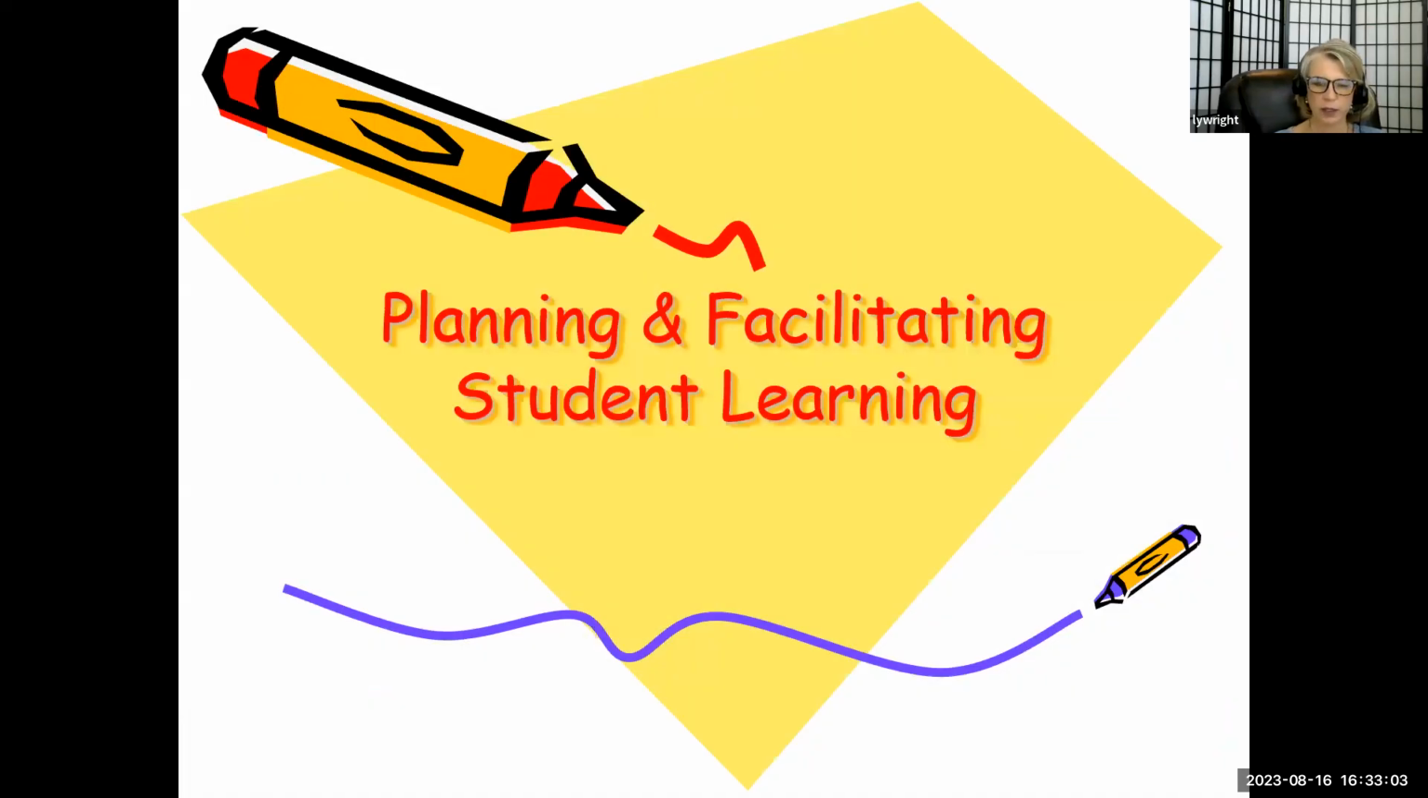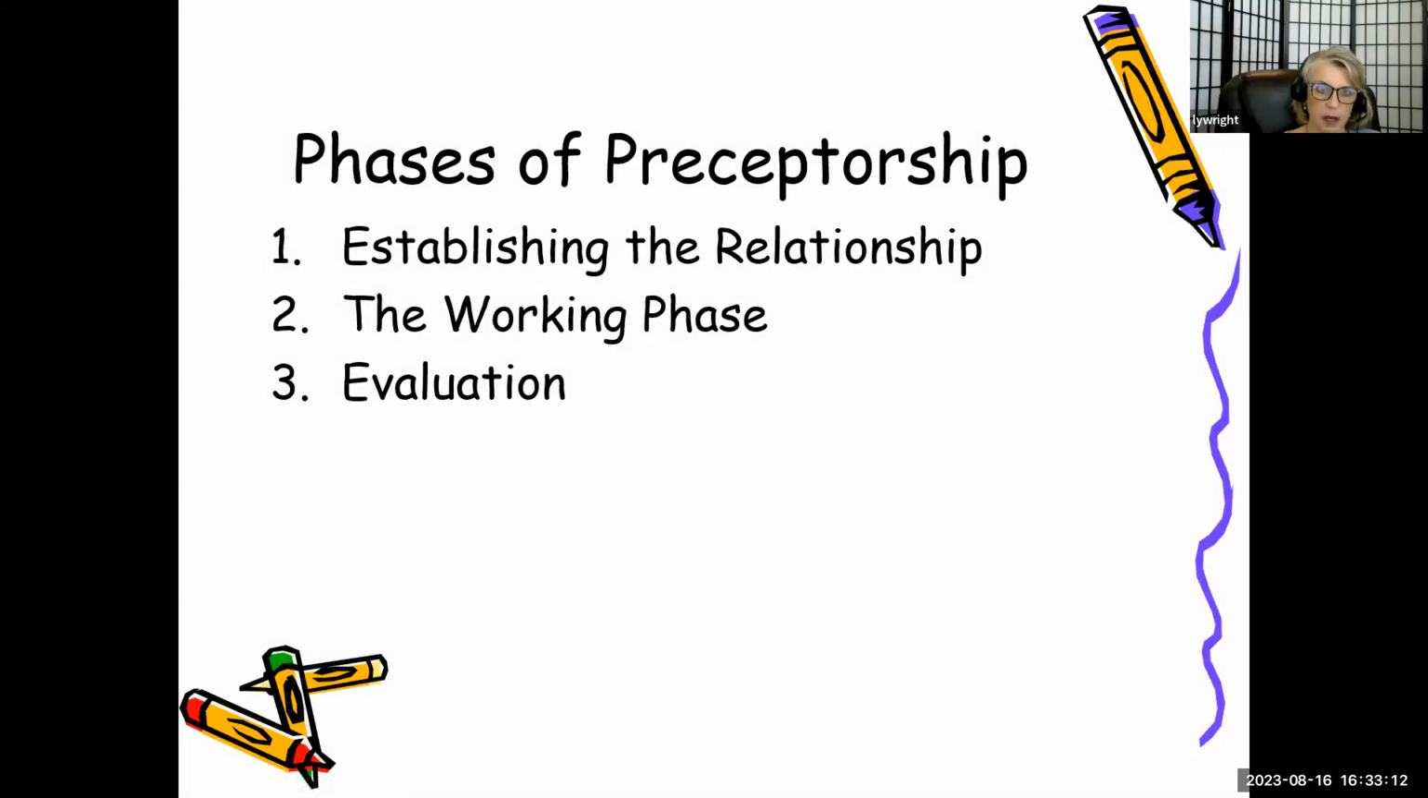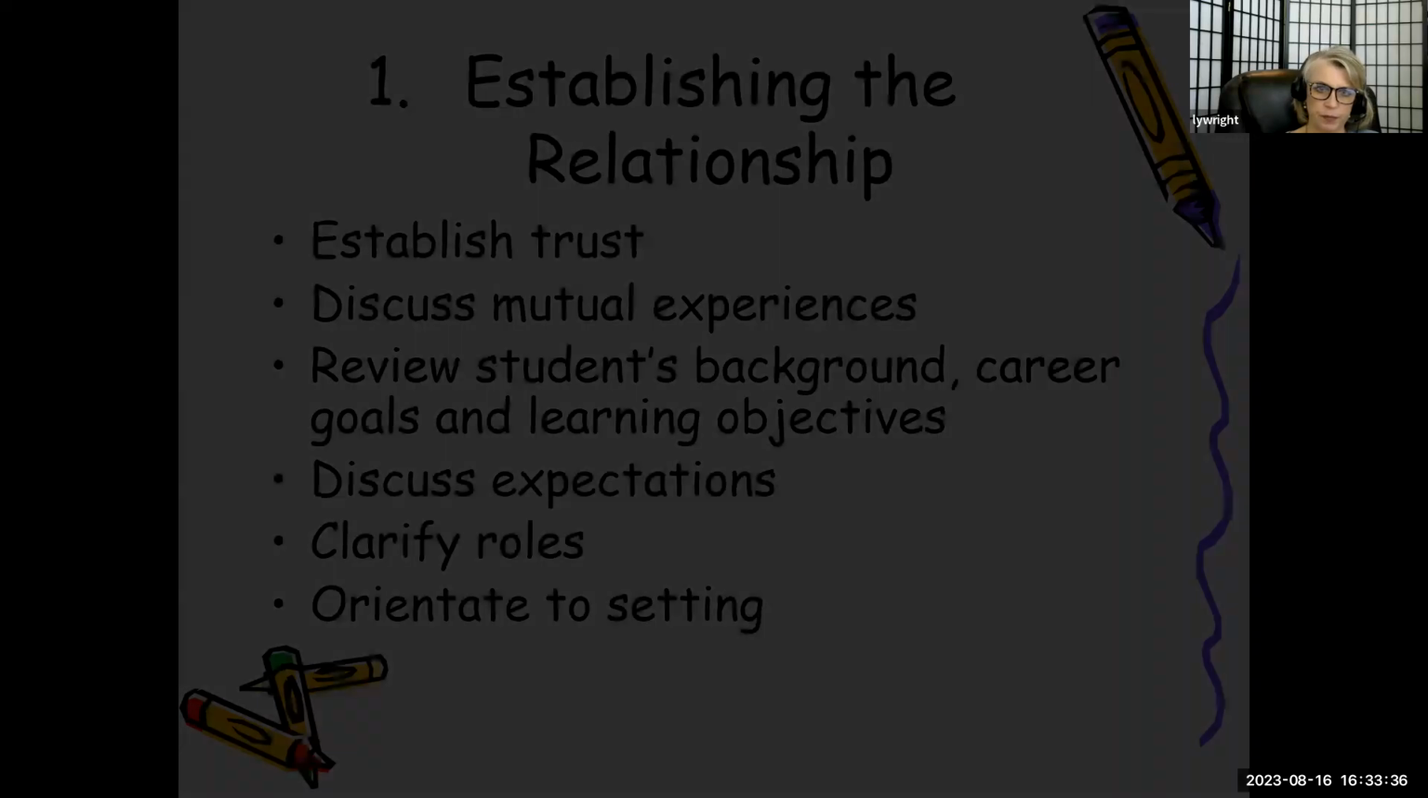Okay, so now we're going to talk more about a model for planning this learning experience. There are generally three phases of the preceptorship. First, it's establishing that relationship. Then you have the working phase, and finally the evaluation. We're going to go through each of these phases, and I'm going to try to give you some tips that will help improve that phase as you go.